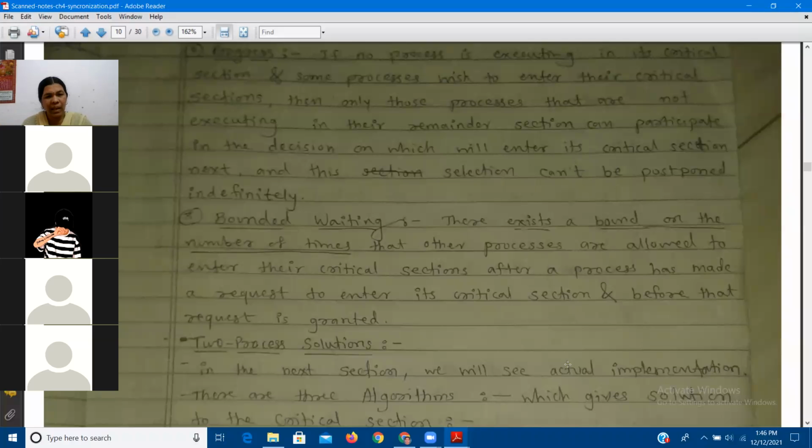So we have n number of options, n number of shops. If we are not getting the reply, we should terminate from there and start our journey once again, right? So this is called bounded waiting. There exists a bound on the number of times that other processes are allowed to enter their critical sections after a process has made a request to enter its critical section and before that request is granted.